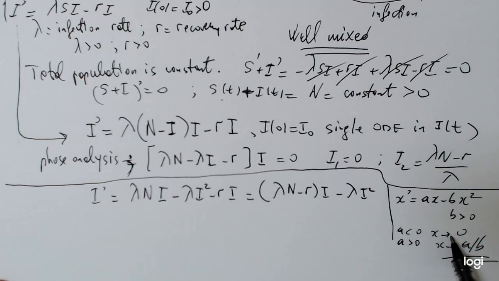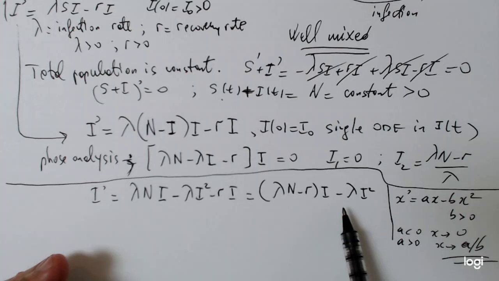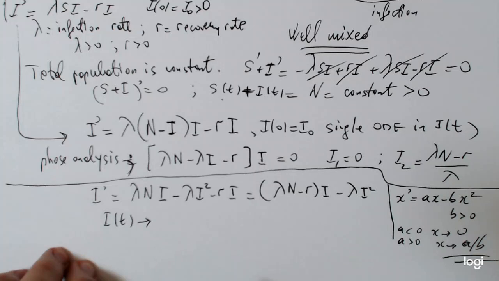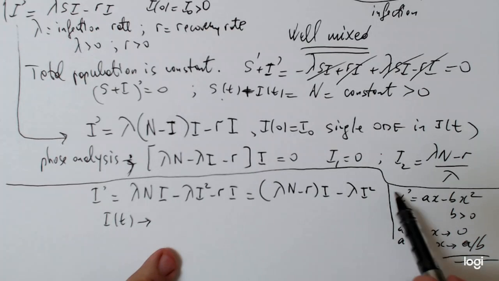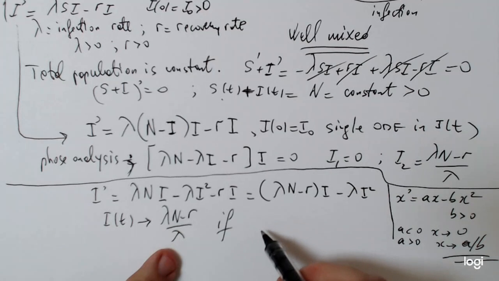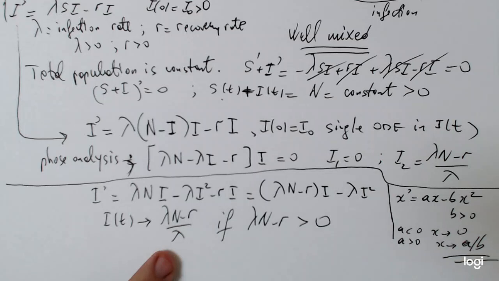Okay, so if a is less than 0, x approaches 0. If a is greater than 0, x approaches a over b. So again, you should think about the logistic equation each time you see an expression of that form, a constant times x minus a constant times x squared. So like I said, with a little bit of practice, I can basically tell just by looking at the equation in this form that I(t) is going to approach a positive equilibrium point, which is (lambda N minus R) over lambda, if lambda N minus R is greater than 0.